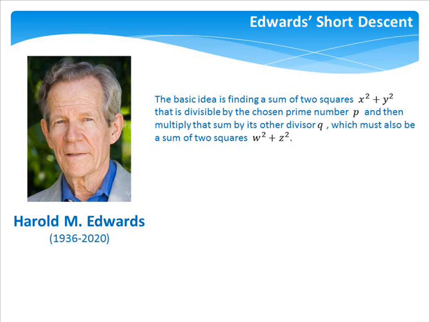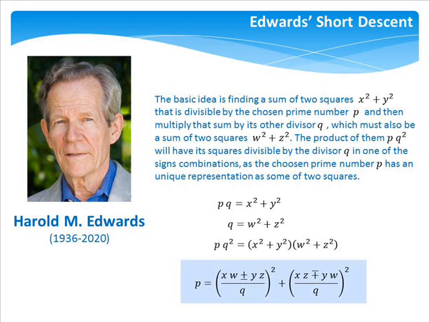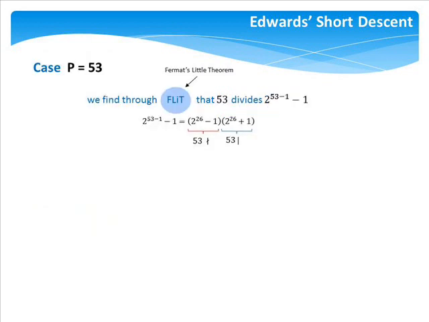The basic idea is finding a sum of two squares, x squared plus y squared, that is divisible by the chosen prime number p, and then multiplying that sum by its other divisor q, which must also be a sum of two squares, w squared plus z squared. The product of them, p times q squared, will have its squares divisible by the divisor q in one of the signed combinations, as the chosen prime number p has a unique representation as a sum of two squares. This principle is best illustrated through an example.